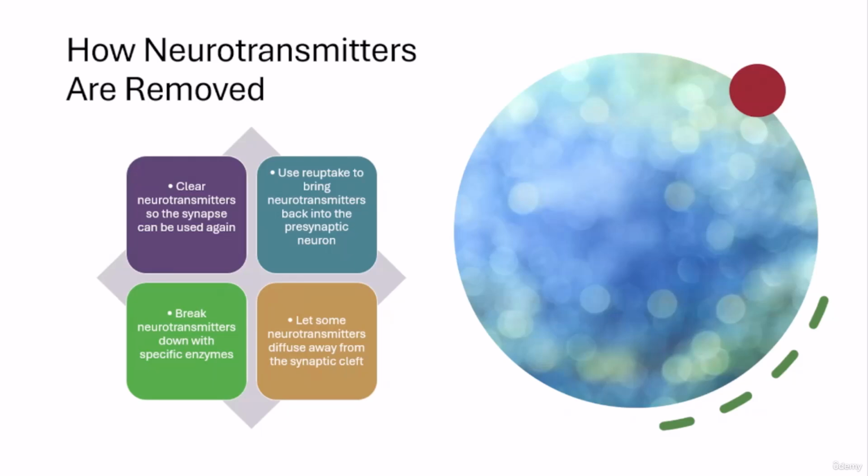After a neurotransmitter does its job, the body must remove it so the synapse can reset. And this can happen in a few ways. One method is reuptake, where the neurotransmitter is taken back into the neuron that released it. And another method is enzymatic breakdown, where enzymes break the neurotransmitter into inactive parts, and sometimes neurotransmitters simply diffuse away from the synapse, which also helps clear the space for the next signal.